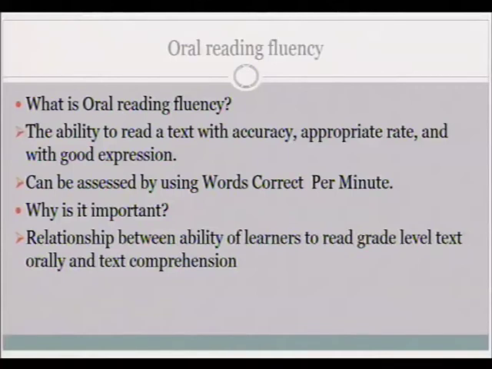Oral reading fluency can be assessed by using words correct per minute. Words correct per minute is actually another topic for another day. Why is oral reading fluency important? Relationship between ability of learners to read grade level text orally and text comprehension. That means that if children can read with fluency, the likelihood that they also understand what they are reading is very high.